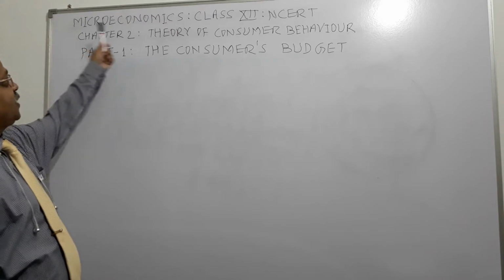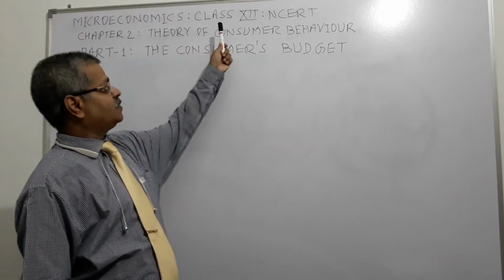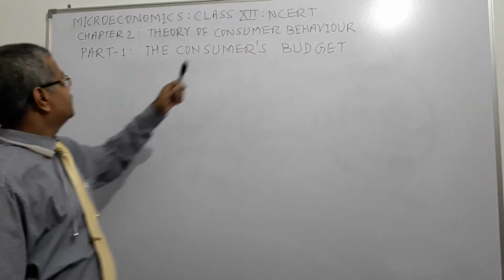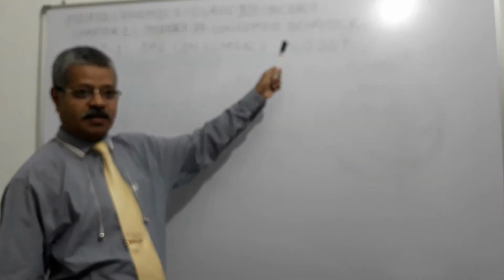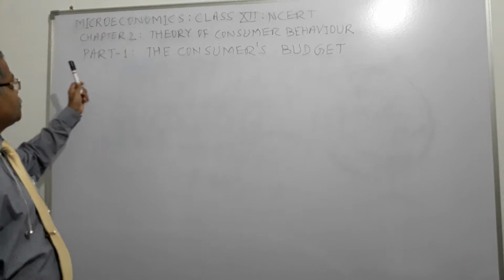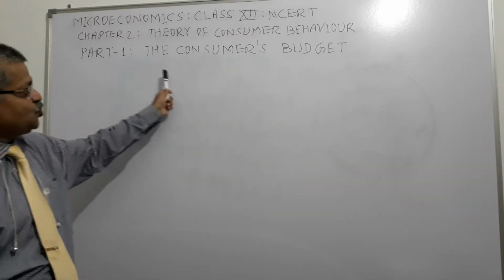Today we will study Microeconomics, Class 12. Our book is NCERT. Our chapter is 2, Theory of Consumer Behavior. And today we will discuss part 1, that is the consumer's budget.